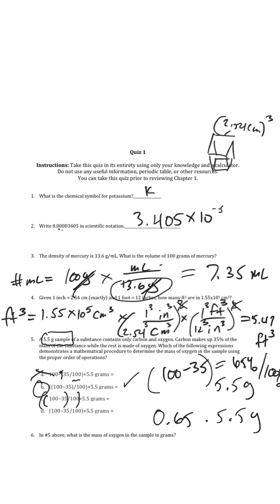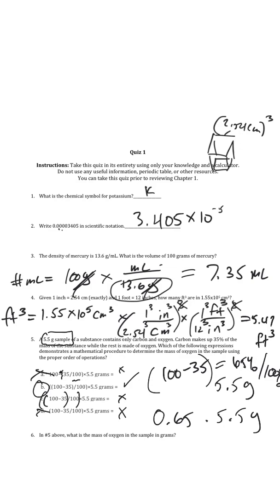And then part D, let's see if that one works out as well. If we do 100 minus 35 divide by 100, making the same mistake that we made earlier, multiply by 5.5, we get an answer that's way far off here. This is 548, nowhere close to the right answer here. So wrong answers for A, C, and D. Correct answer would be B.